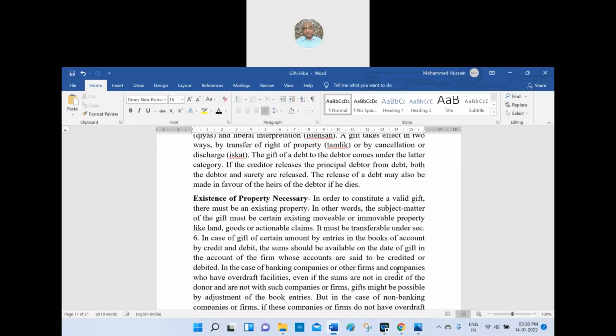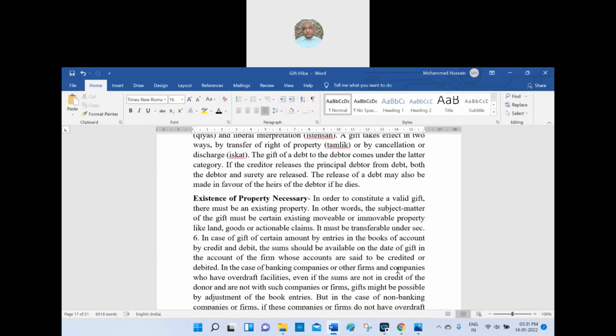In case of a gift of a certain amount, by entries in the books of account, by credit and debit, the sum should be available on the date of gift in the account of the firm whose accounts are said to be credited or debited. See, whenever you are going to give a gift, that should be in existence, or the equivalent amount should be in existence, so that you can make such a gift.